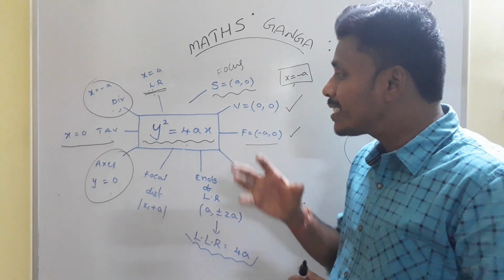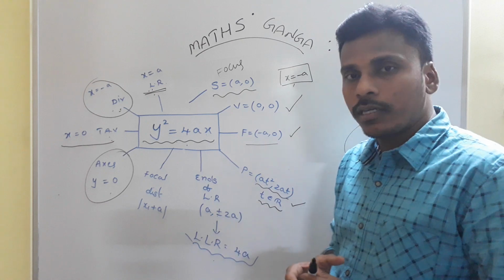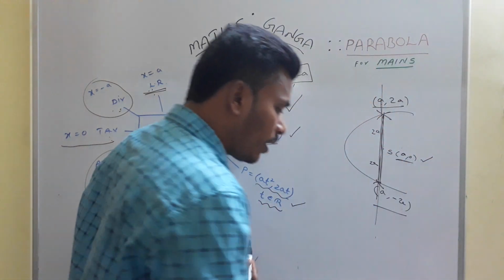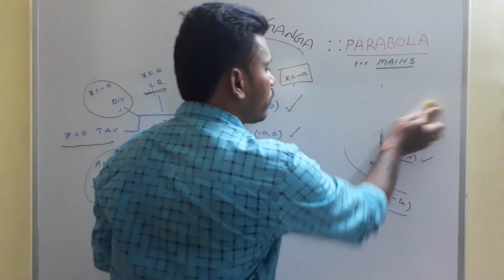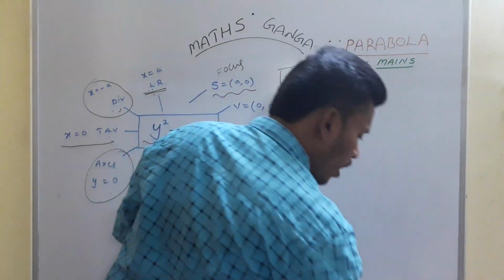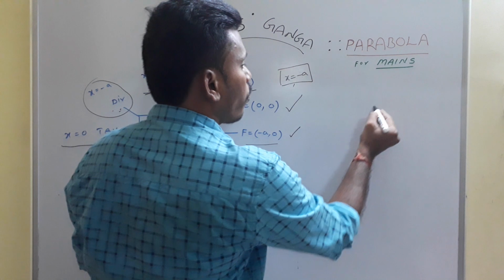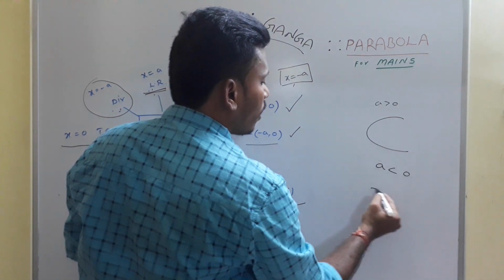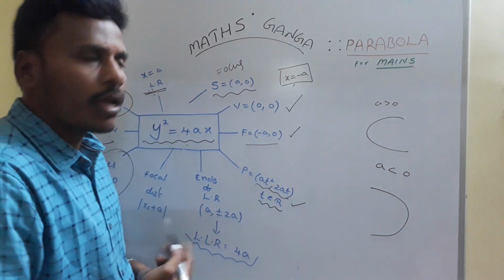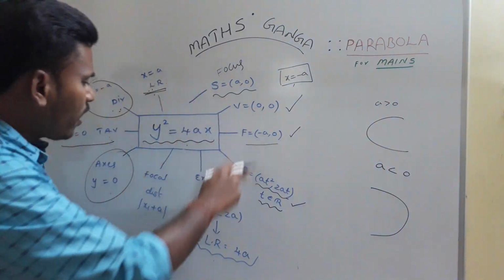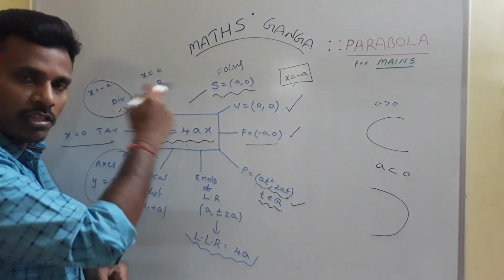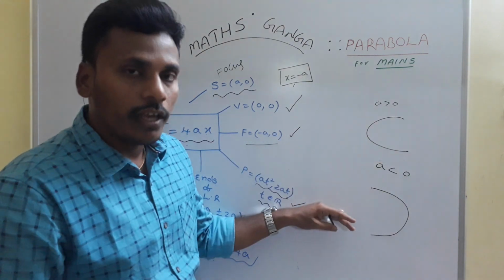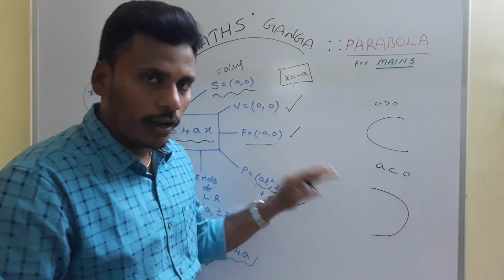And if you observe the shape of the graph of this standard form y square equals 4ax, if a is positive, then that parabola is a rightward parabola. If a is negative, the parabola is leftward. Okay, and the remaining values and the locations, everything are the same. Just the shape differs in these two cases. If a is positive, rightward; if a is negative, leftward.